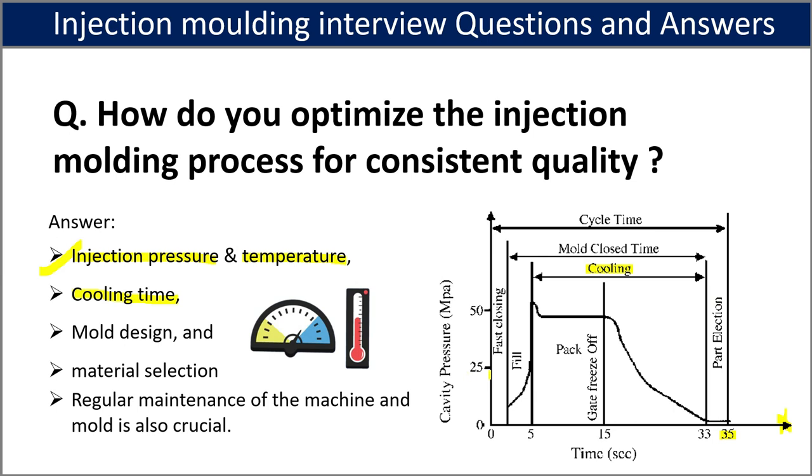Here you can see the pressure rising while filling, and we are holding it here. After that we release the pressure to zero, which means opening of the mold, and at that time we eject the part. So this graph is related to the cycle time and the pressure.